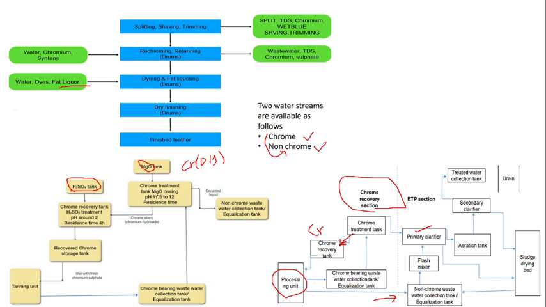So with the MgO, water, and the chromium in it, it is going to form chromium hydroxide and magnesium sulfate. And then this chromium hydroxide-containing slurry is passed to the recovery tank. The chromium hydroxide reacts with H2SO4. Finally, the product formed is chromium sulfate.